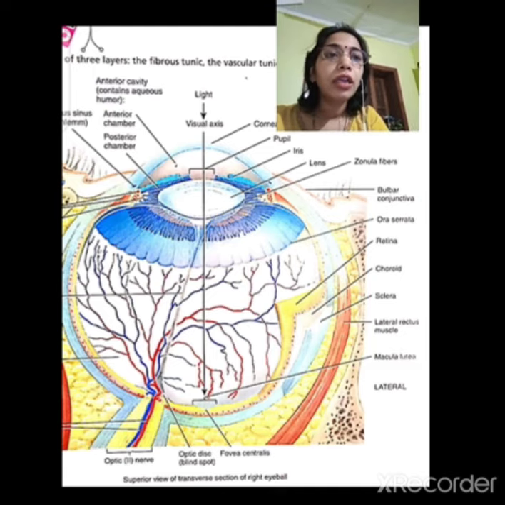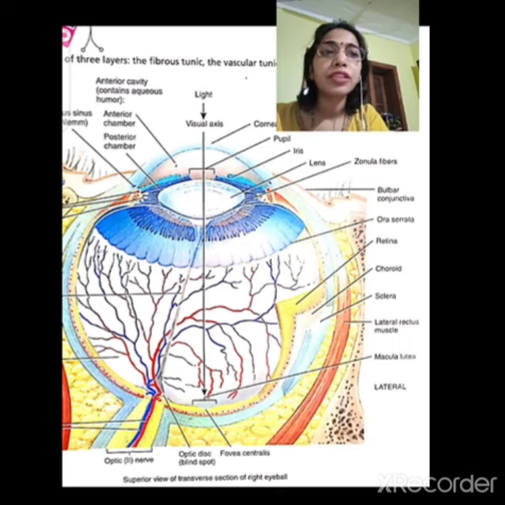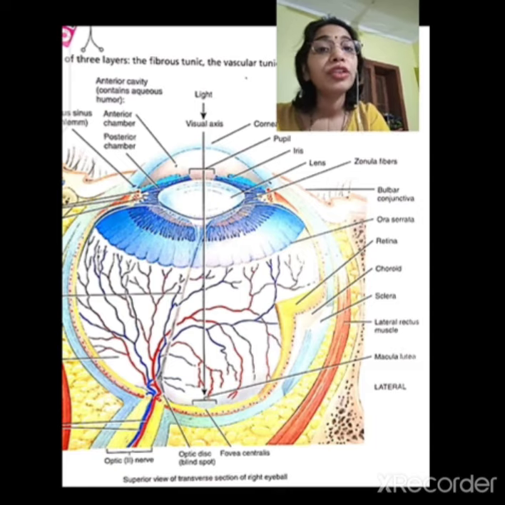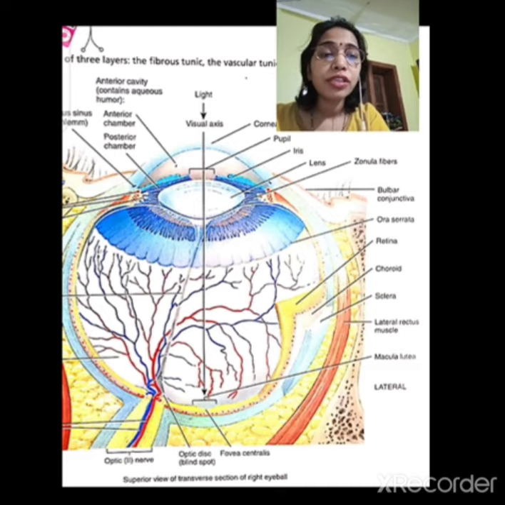Now, the highly vascularized choroid, which is the posterior portion of the vascular tunic, lines most of the internal surface of the sclera. Its numerous blood vessels provide nutrients to the posterior surface of the retina, and the choroid also contains melanocytes that produce the pigment melanin, which causes this layer to appear dark brown in color.